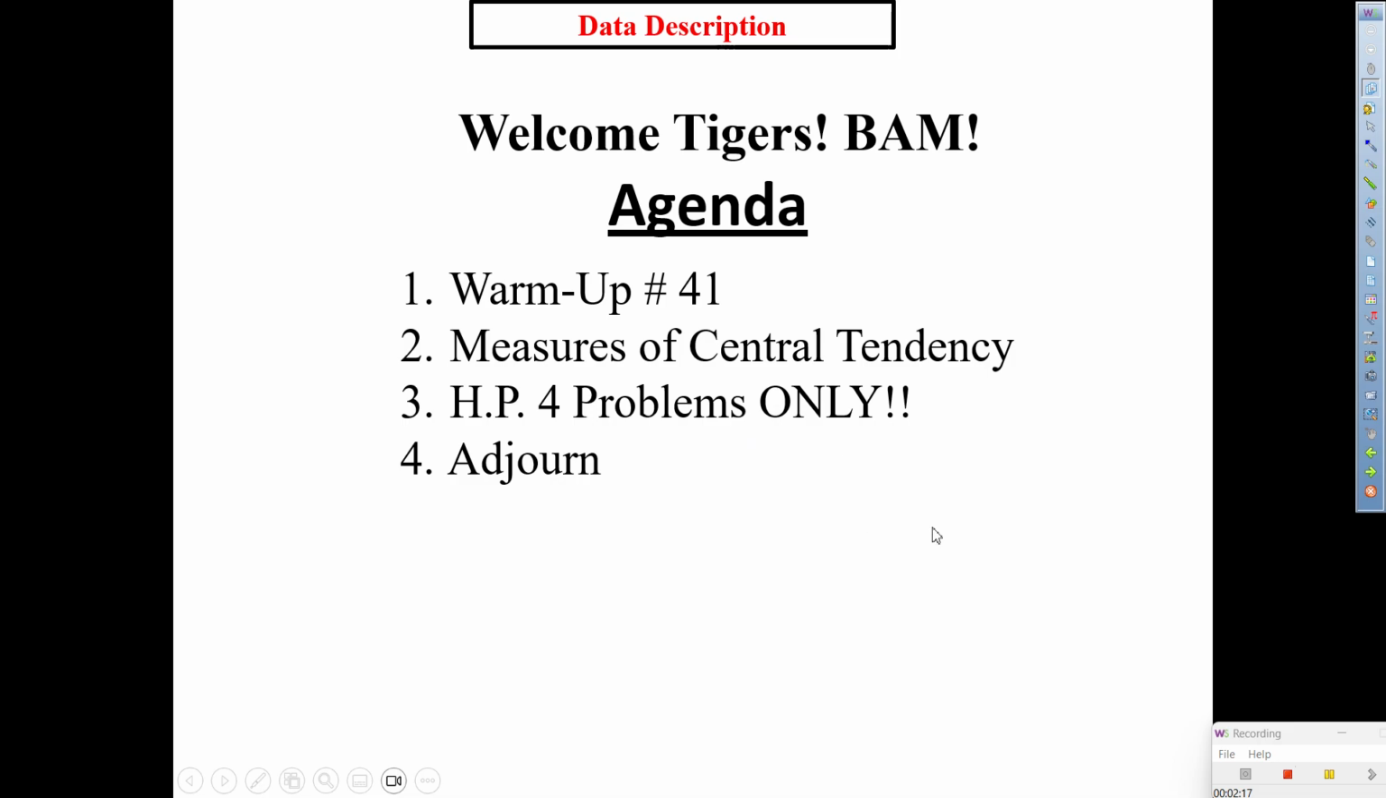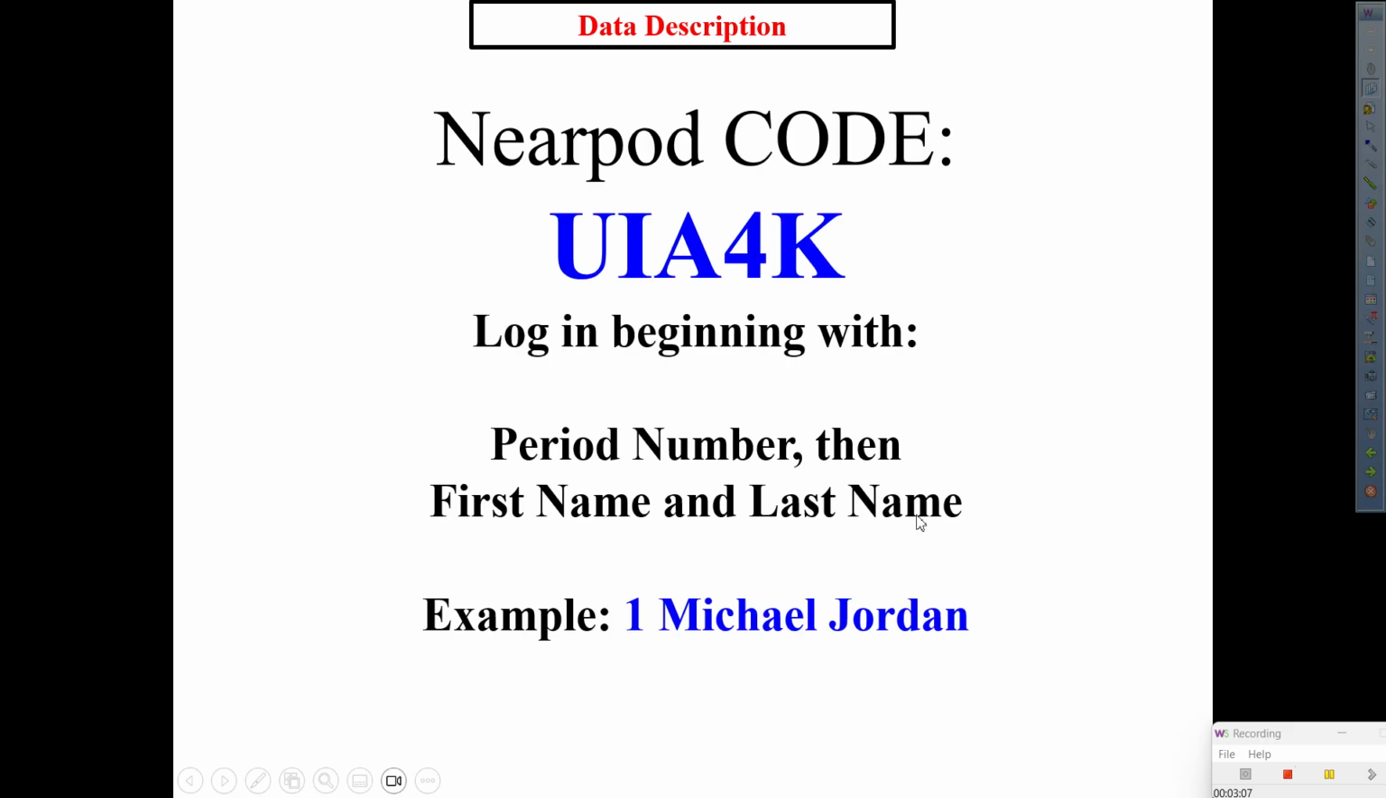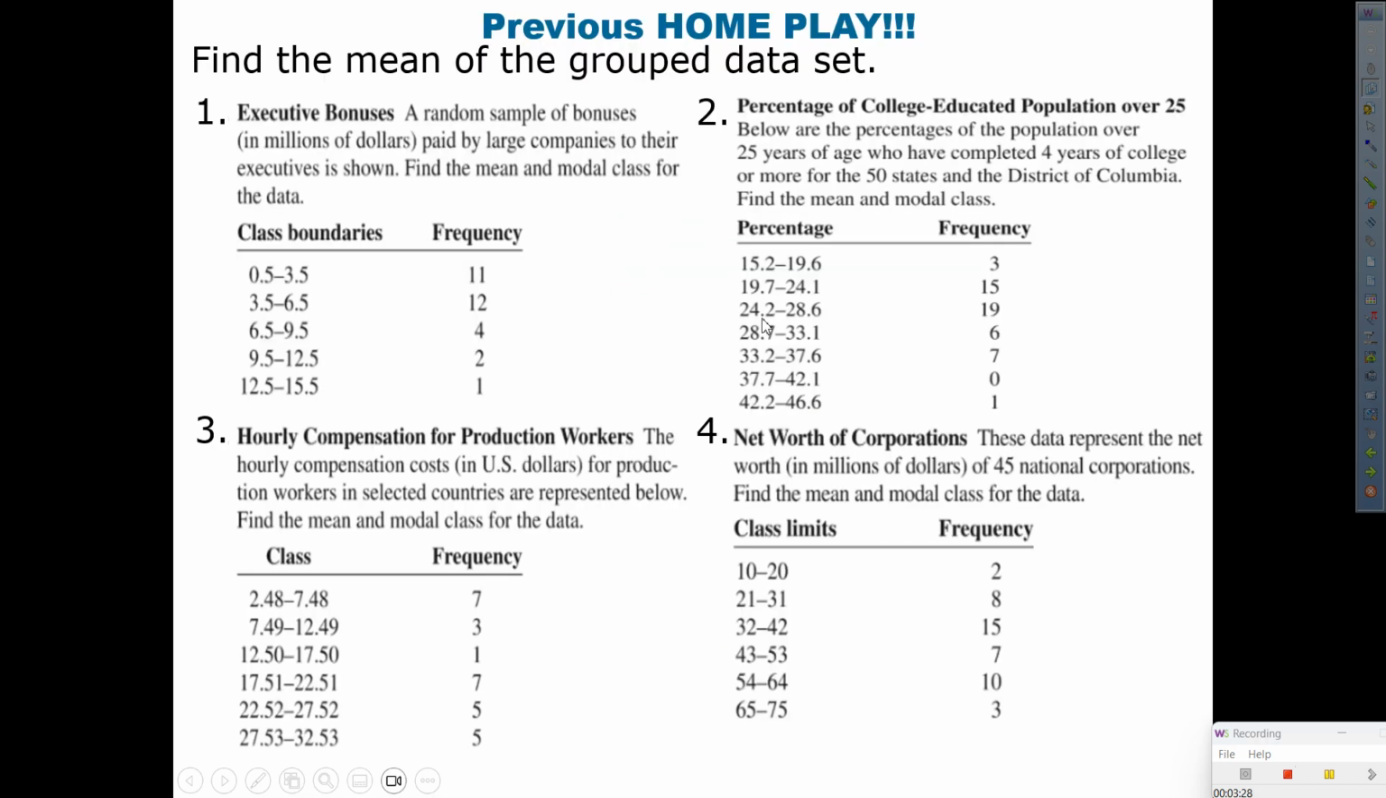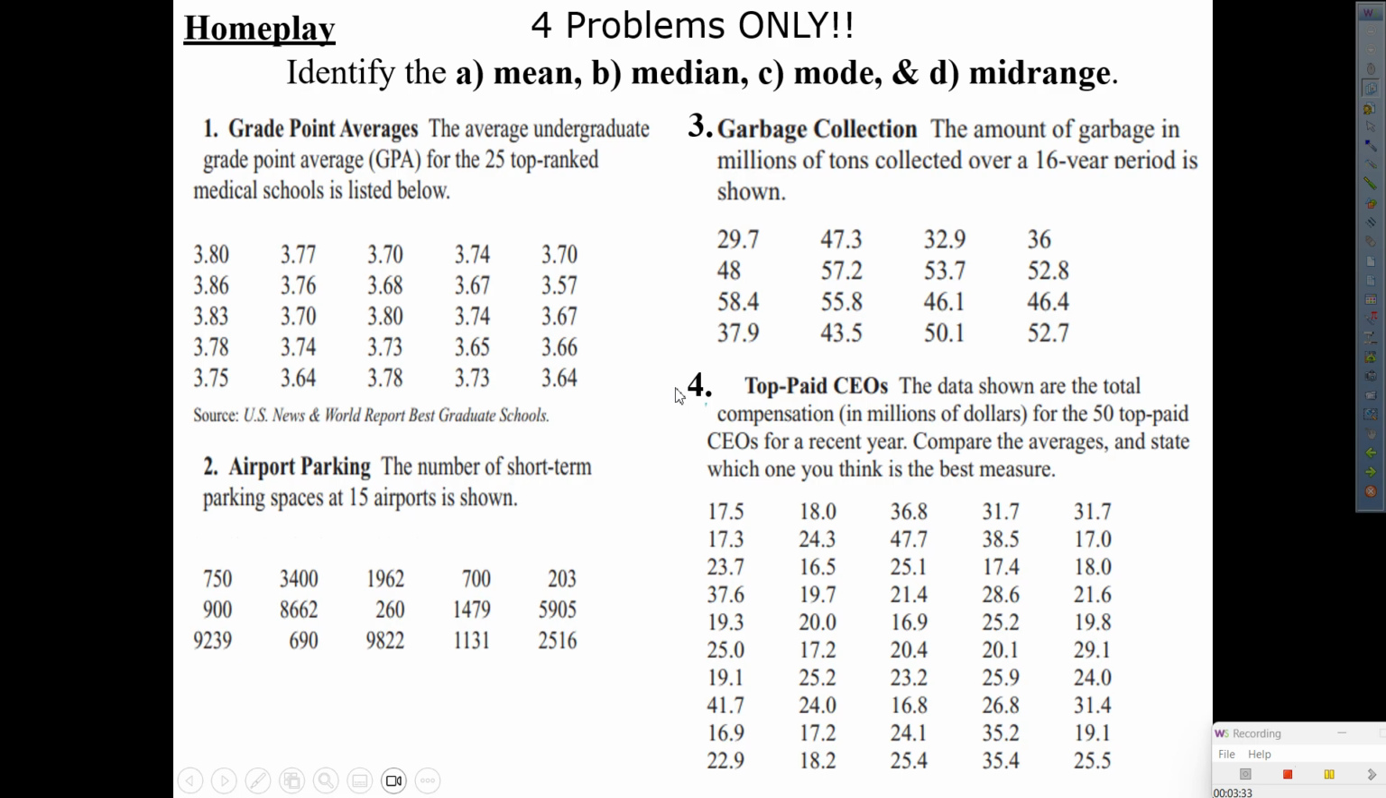All right, copy this code to access the home play. UIA4K. All right, so once again, the code to access the home play, UIA4K. Last night's home play were these 4. Tonight, these 4 only. Look up.